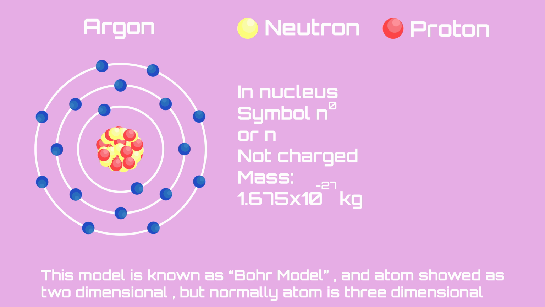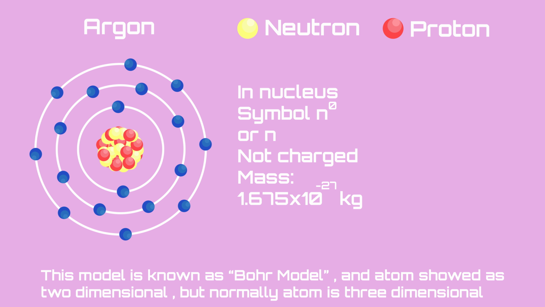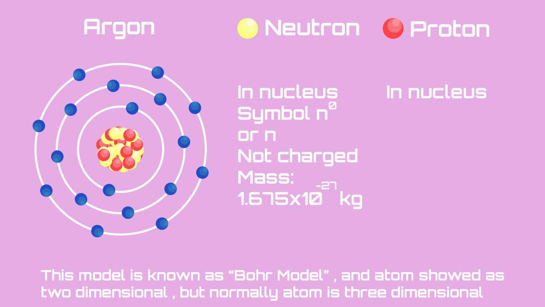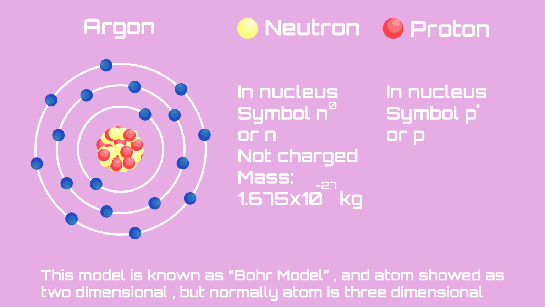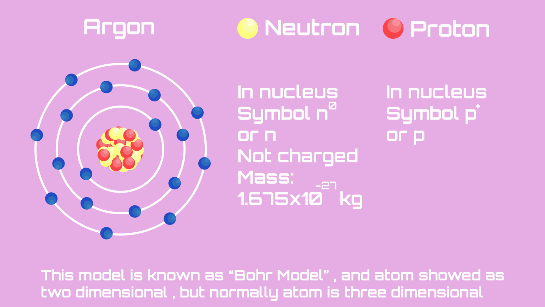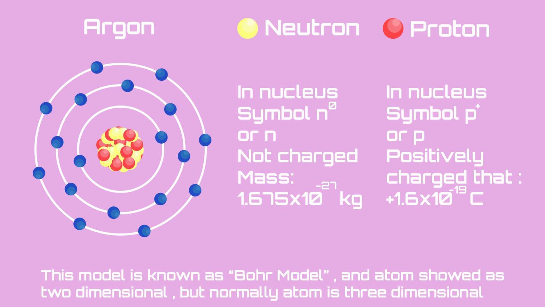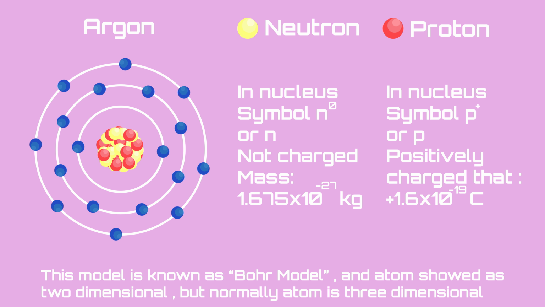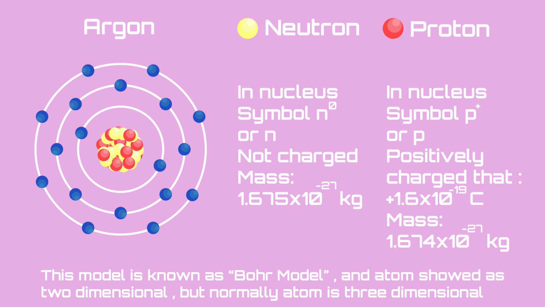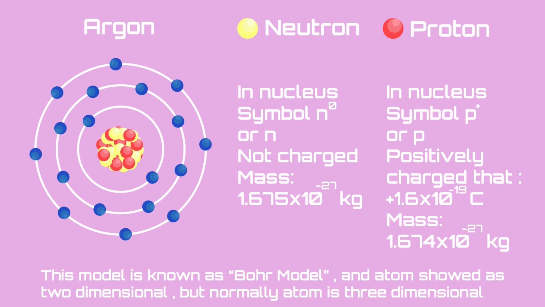The second subatomic particle is the proton. Protons stay in the nucleus with neutrons. The symbol of a proton is P positive or P, and they are positively charged, plus 1.6 times 10 to the power of minus 19 coulomb. The mass of a proton is slightly less than a neutron.